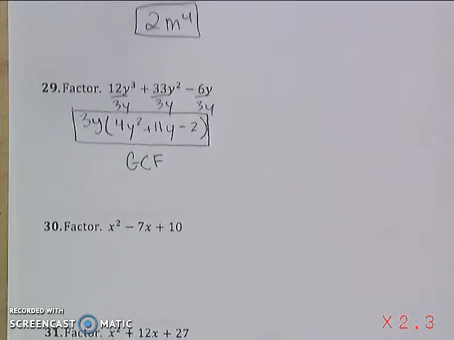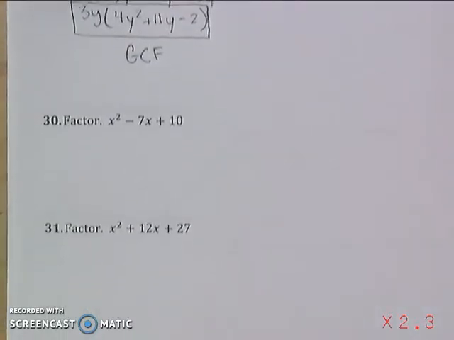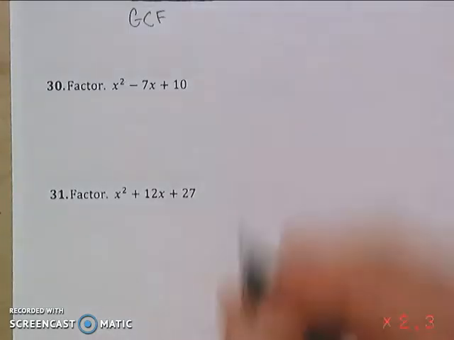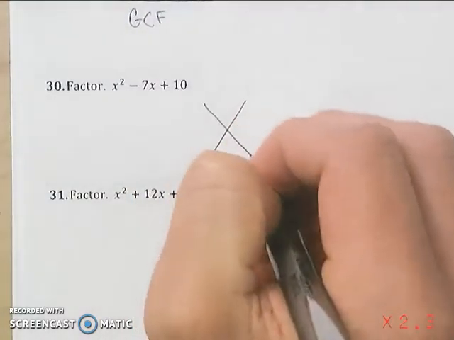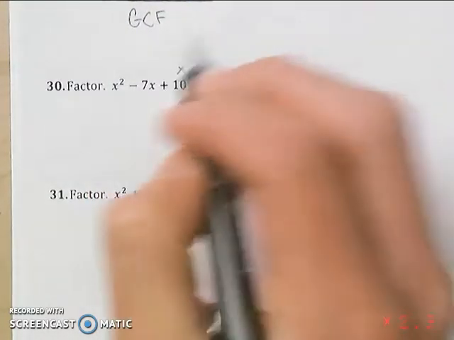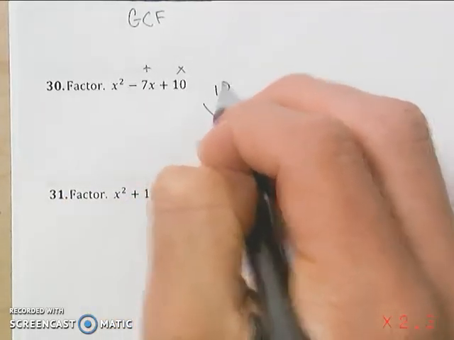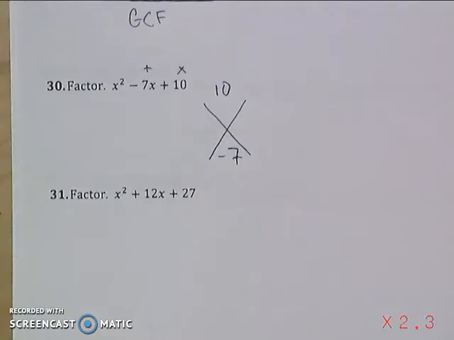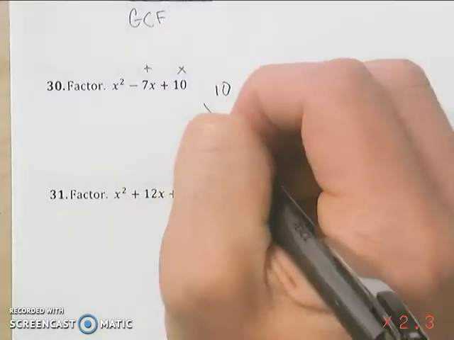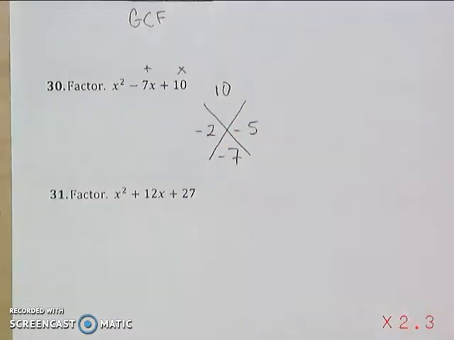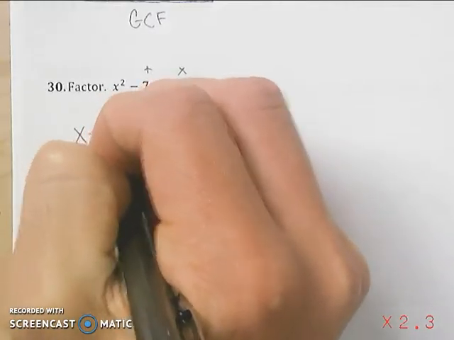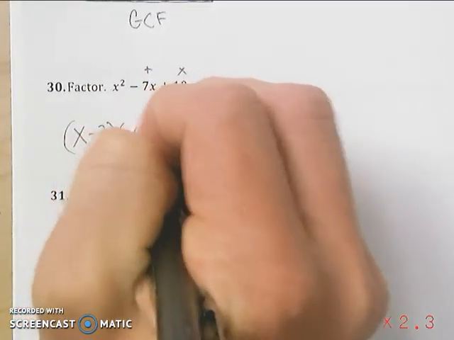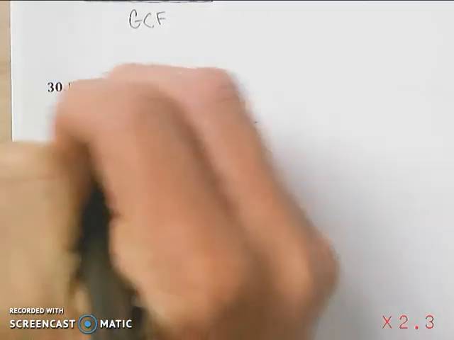Number 30. Okay. Here we get an X factor. Very important that we put the multiplication number on top, the add number on the bottom. What two numbers multiply to give me a positive 10 but add to a negative 7? Well, I can only think of one answer, and that would be negative 2 and negative 5. All I'm doing is factoring, so I get x minus 2 and x minus 5, and we are done.